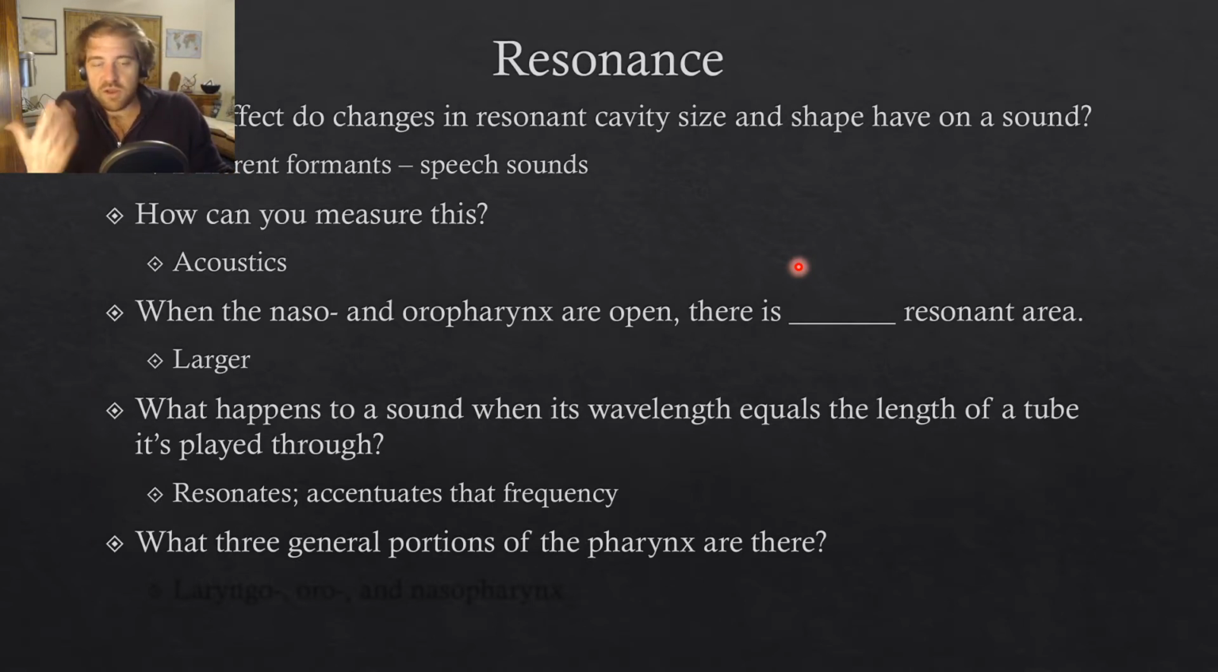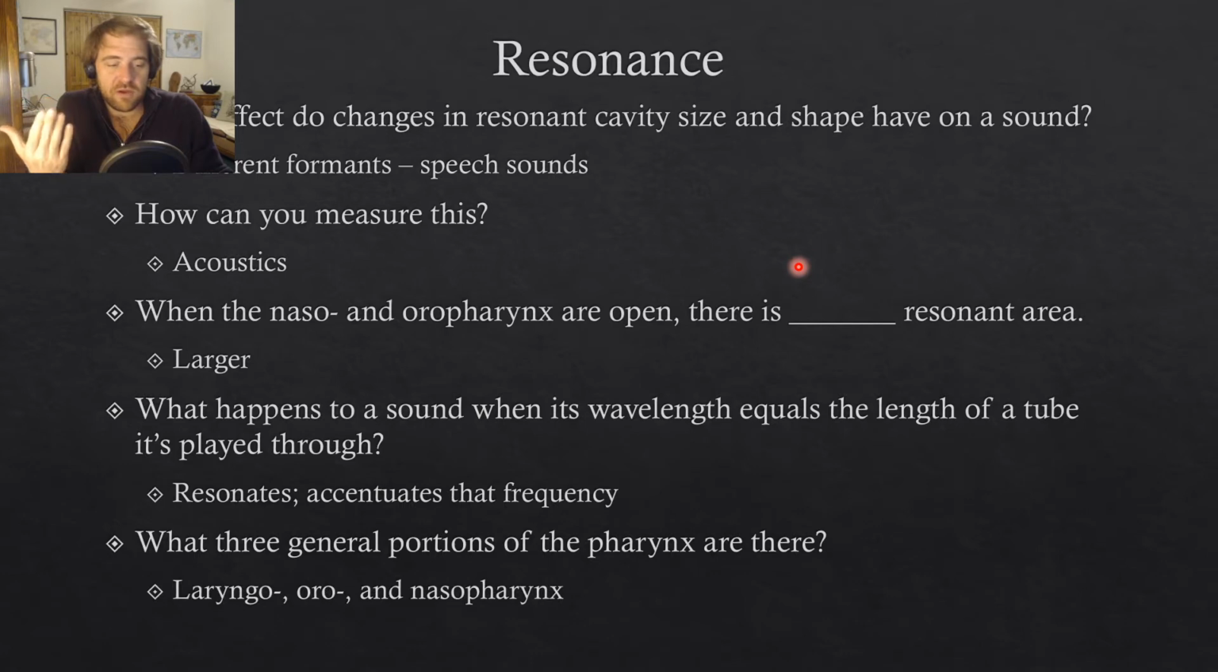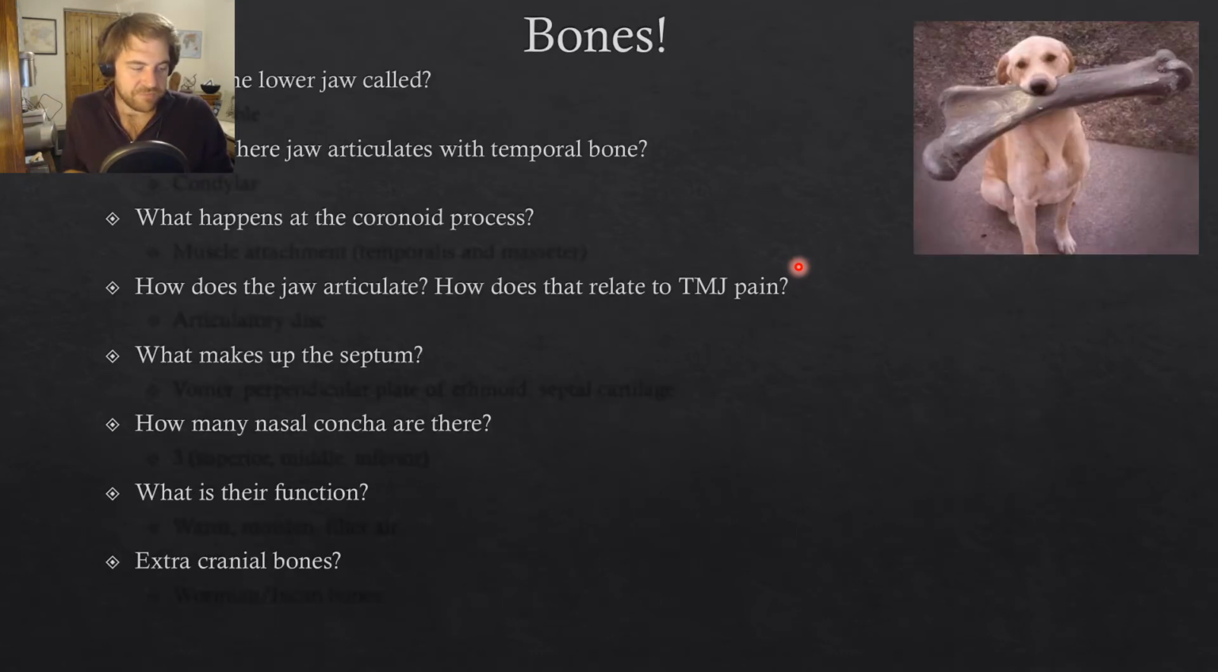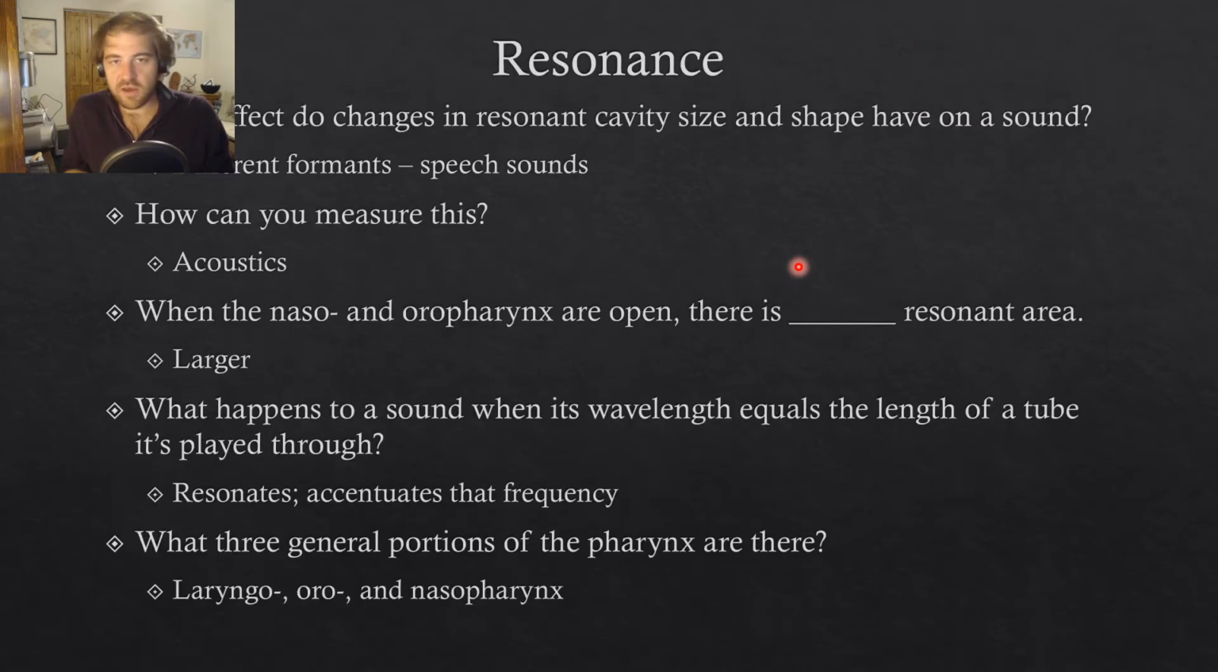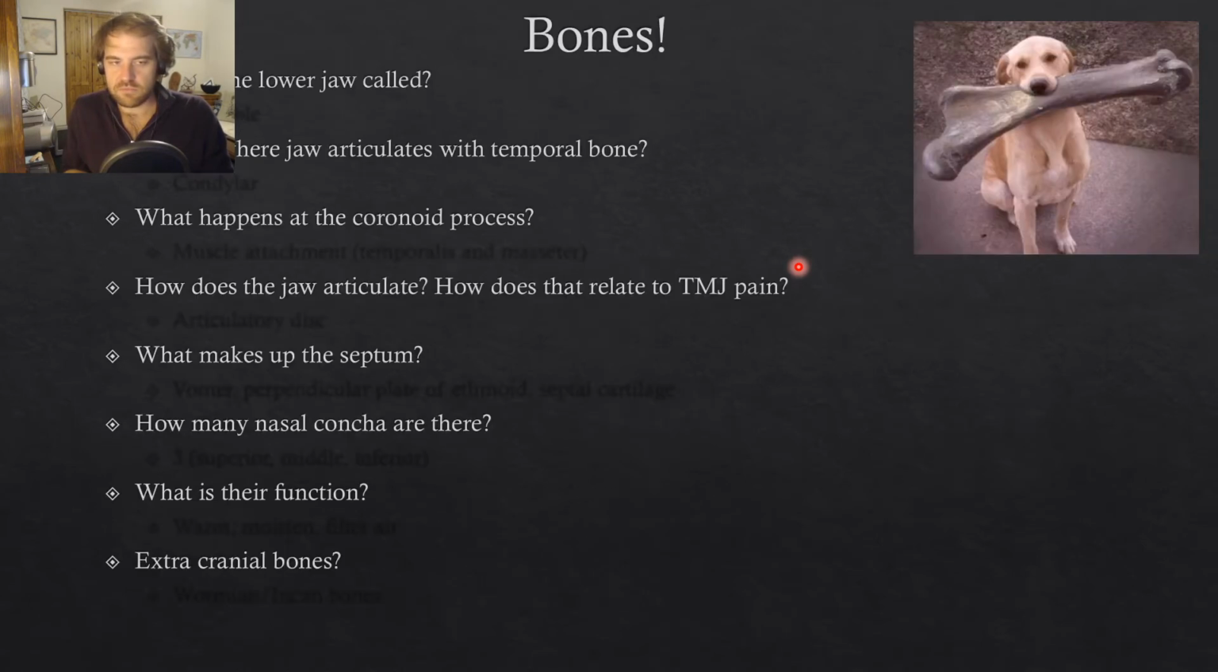And then what three general portions of the pharynx are there? There's the laryngopharynx, the oropharynx, and the nasopharynx. Okay. So now we're going to talk about bones.